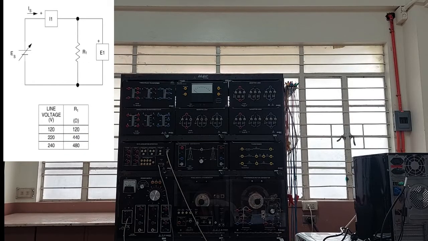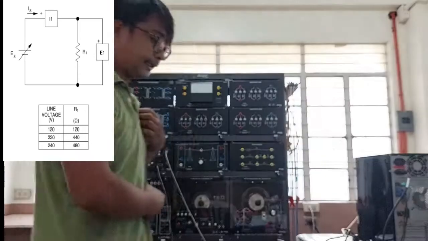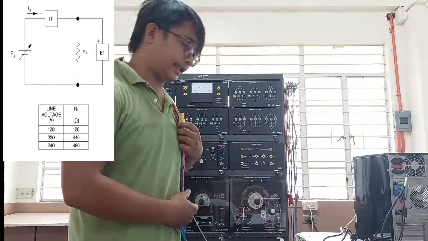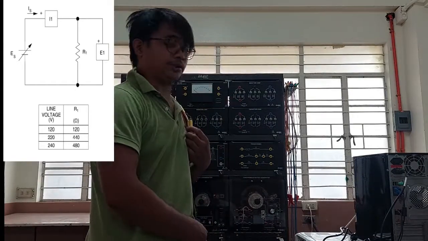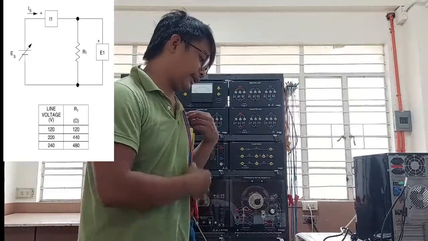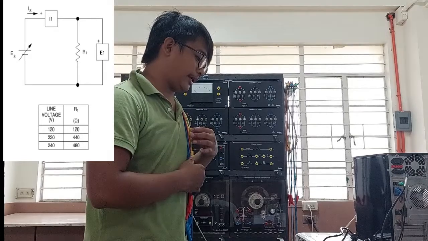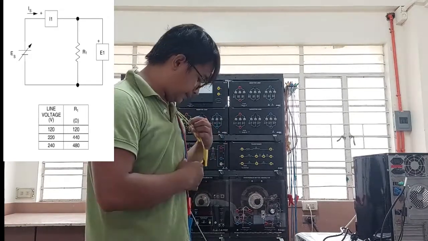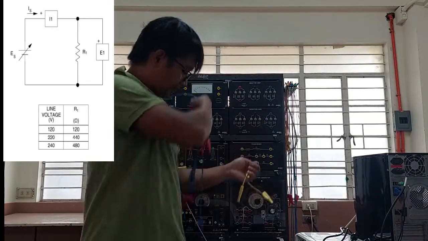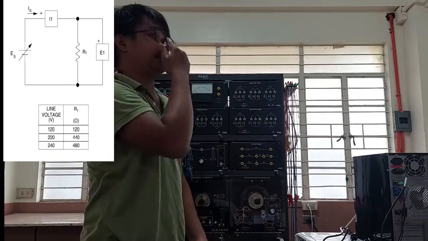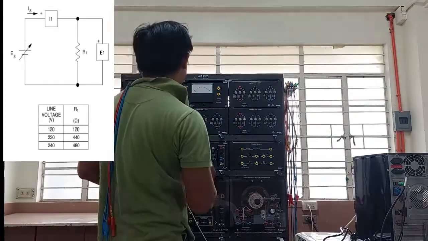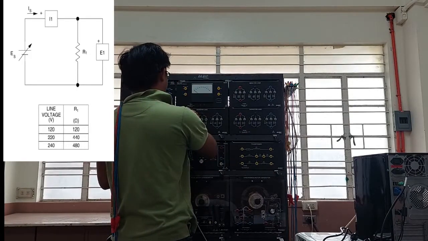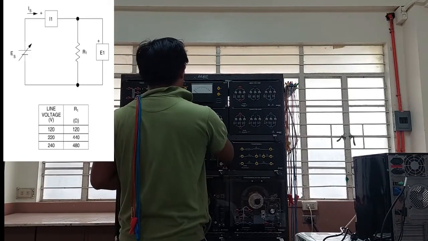Okay, so we are now ready to connect our circuit diagram. So our first circuit diagram will be shown on your screen. Okay, so our resistive load R1 will be our load, or kung saan natin kukunin yung current and voltage mo. So yun yung pinaka-load natin.